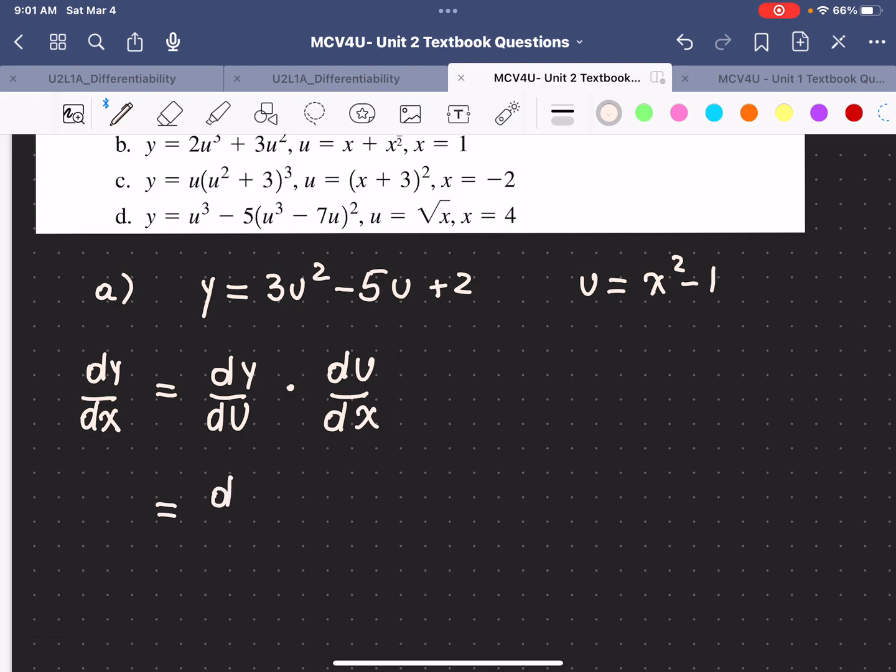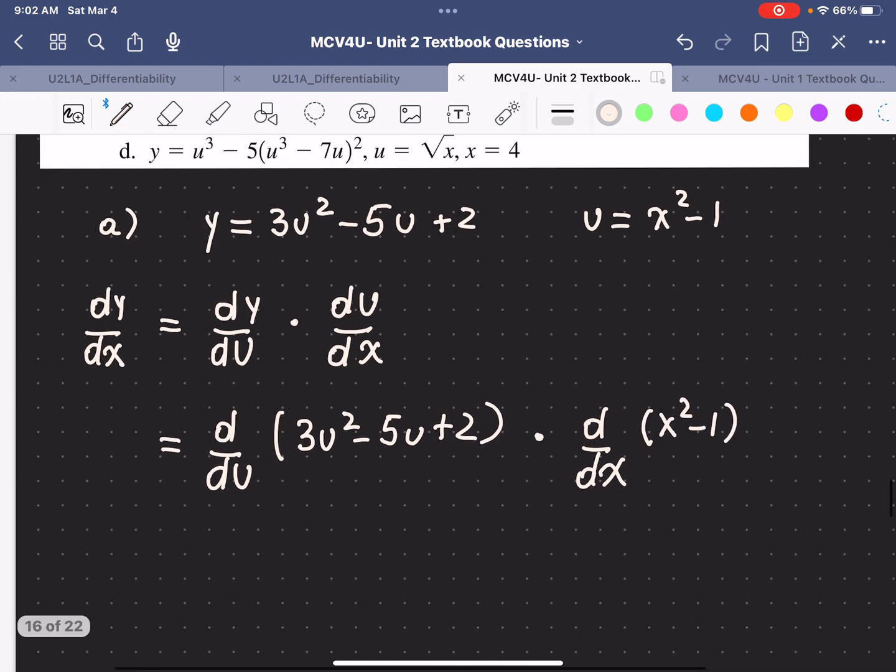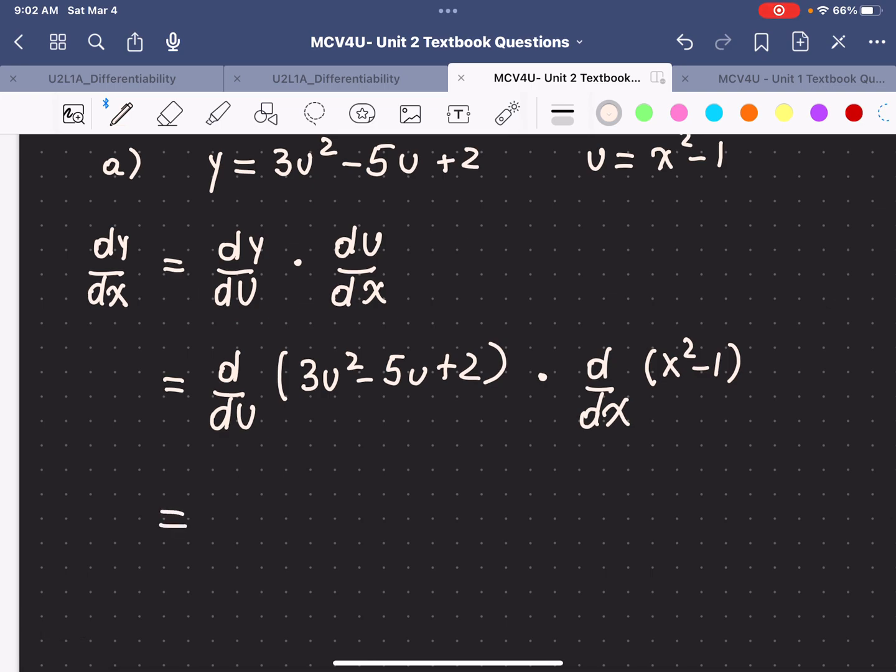We have d/du of 3u squared minus 5u plus 2. You see now we have explicit differentiation, so we have a direct relationship between the variable in the function and the variable in the derivative. And this will be multiplied by d/dx of function u, which is x squared minus 1. Continue simplifying, finding the derivative finally.